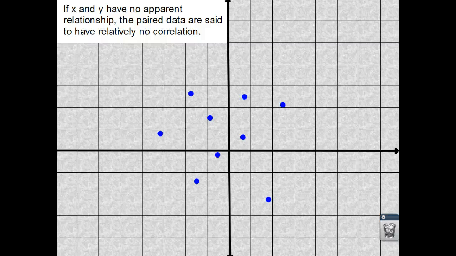All right, the third type of correlation, we call this having no correlation or relatively no correlation. And as you can see here, I didn't put a line because I can't tell whether or not it's positive or negative. They just happen to be a bunch of random ordered pairs that are put on a graph. So there is no relationship here. Notice that's important. In the word correlation is relation, and we don't have any relationship among these points.